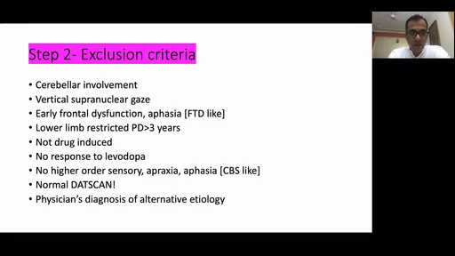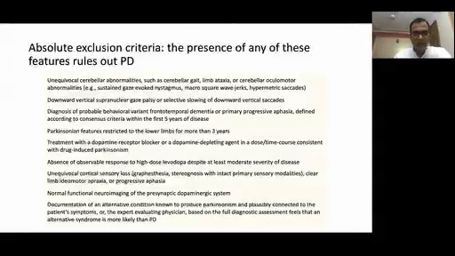In the new MDS criteria, there is one loophole which a physician may use when he or she thinks that an alternative etiology may be possible. For example, a physician thinks they may have a hereditary cause like Wilson's disease or something. So they may say that I can rule it out. So this is a detailed list of the previous list, or whatever I have told you before.